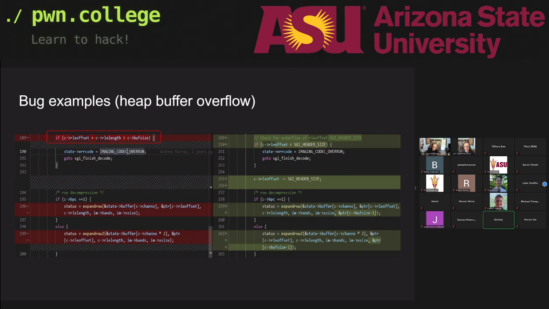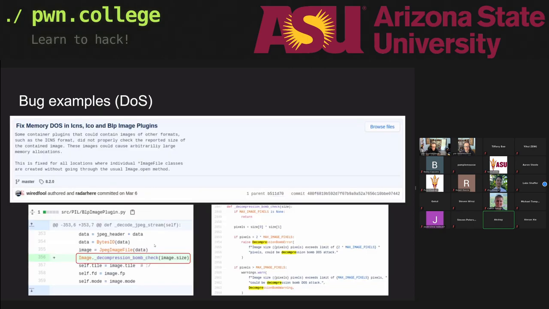Next slide. The other type of bug which we found was a denial of service bug, in which the image size was not checked properly, which in turn caused the code to allocate really huge amounts of memory. This was also patched by the maintainers. They just added a check for the image size, which if it is really large, just pops out an error.